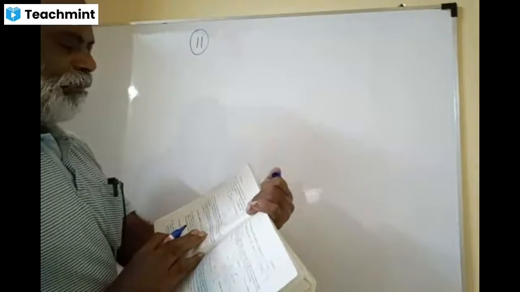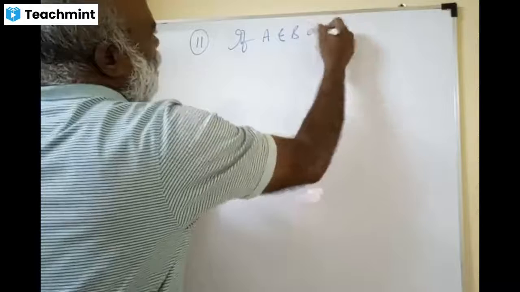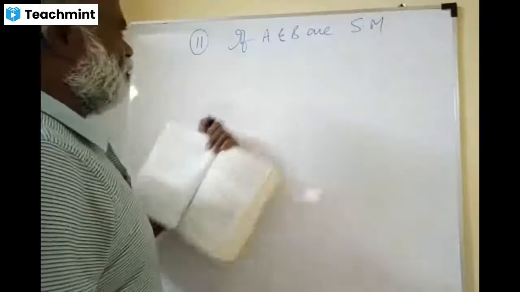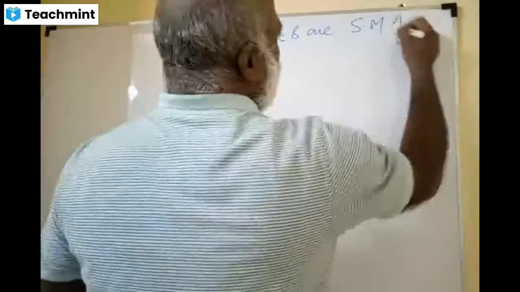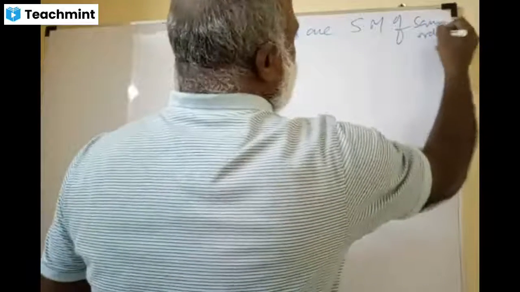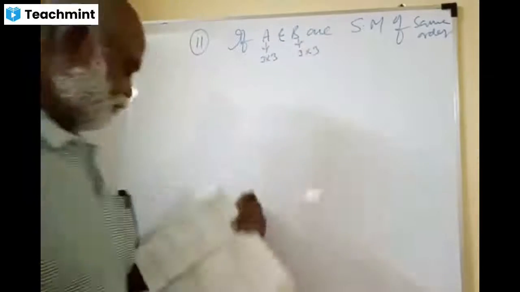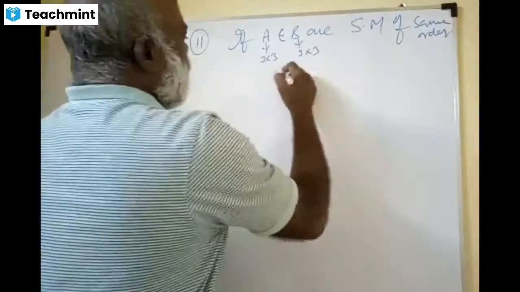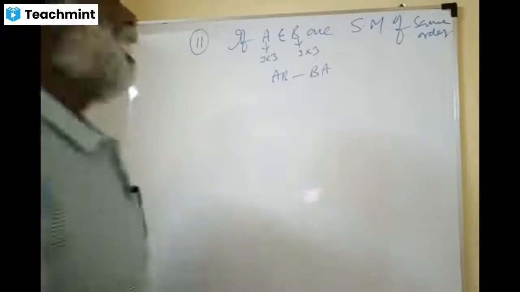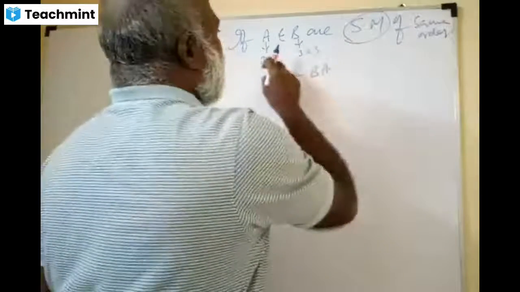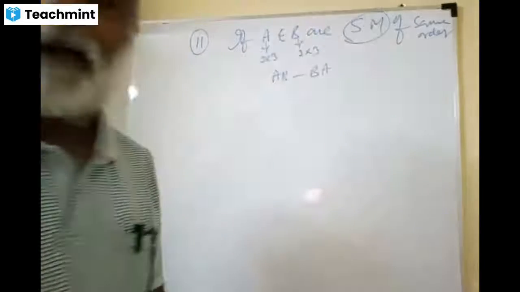If A and B are symmetric matrices, both of the same order, meaning if A is 3 by 3, B is also 3 by 3, then AB minus BA. They said symmetric matrix, but we are taking it as square, because only if it is a square matrix will it obey the symmetric property, dears.